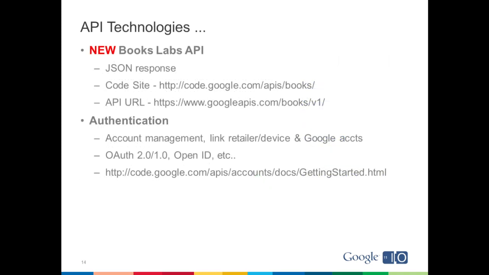So API technology. So we announced today, yay, the new Books Labs API. So it's a JSON response. The code site is there, so you can go there and read up about the documentation for how to call the API. And we also have the URL there, so that would be the actual prefix you're going to use to actually call the API. In the authentication, we do support OAuth 2 and OAuth 1, so you can use the OAuth Playground to actually go through and mimic calls on behalf of a user.